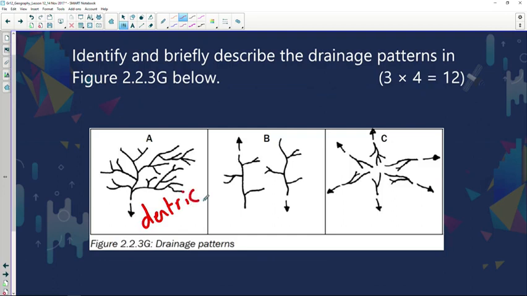If you look at B, usually parallel with one another, and they join at 90-degree angles, as you can see over there. That's your trellis pattern. And then, as you can see, it's flowing outwards. That's your radial pattern. Now, let's just quickly look at the questions that follow.